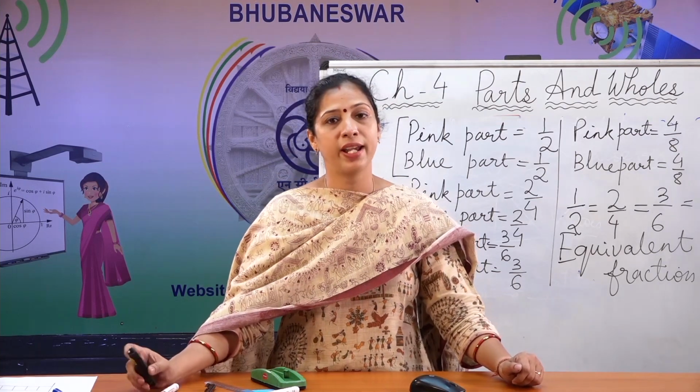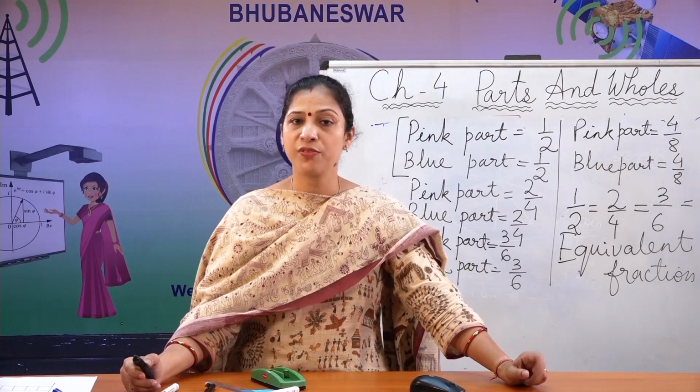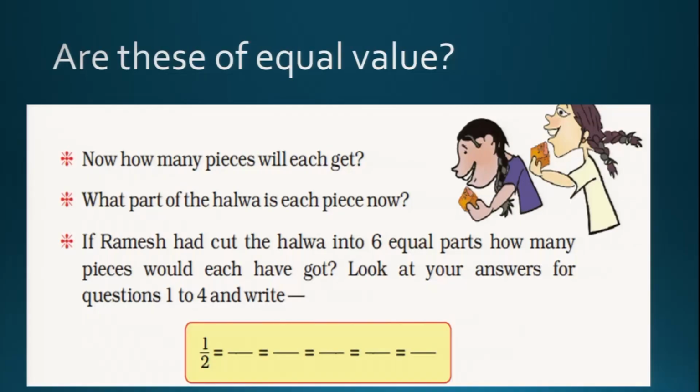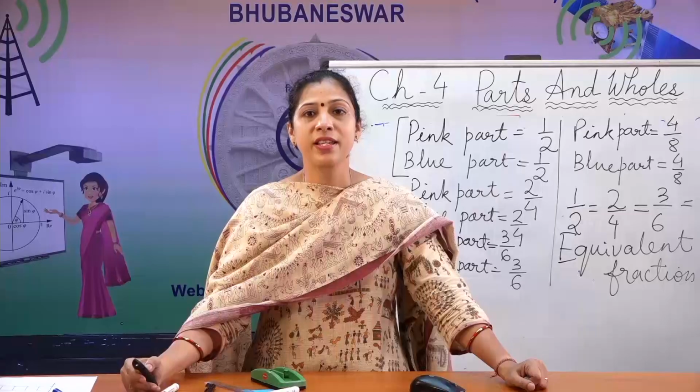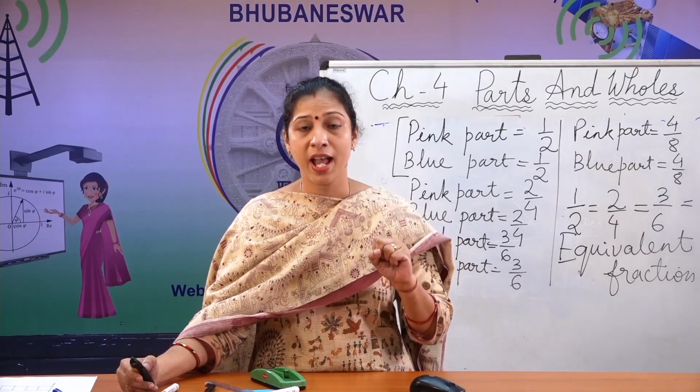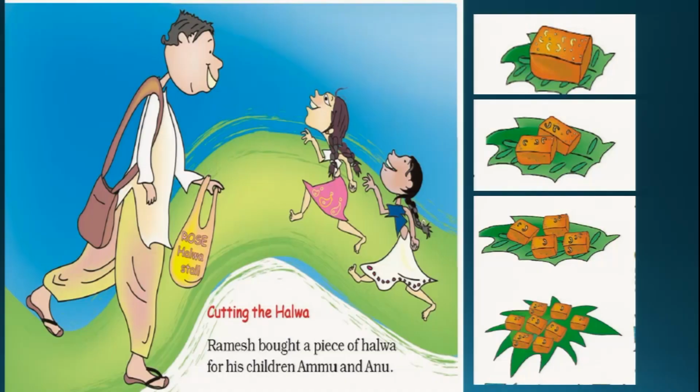So, each will get, Ammu and Annu. Ammu will get 4 pieces. Annu will also get 4 pieces. What part of the halwa is each piece now? Just think that the halwa is divided into 8 parts and each piece will be how many parts out of the 8 parts? 1 part. So each small piece is now 1/8 of the halwa.